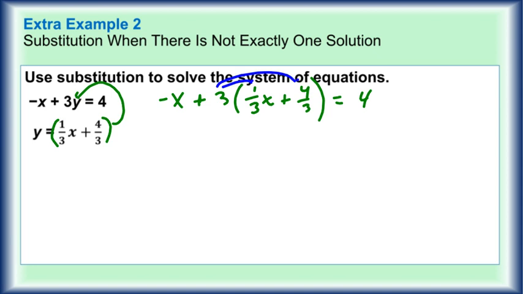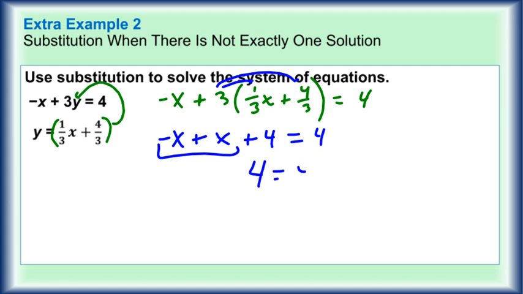If I distribute, I now have negative x plus 4 equals 4. These cancel each other off, and I'm left with 4 equaling 4. Since 4 does equal 4, this would be many solutions, which just means I can put anything in for x and y, it will still be true.